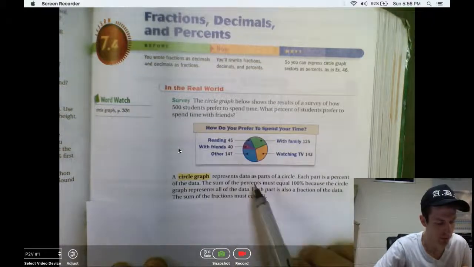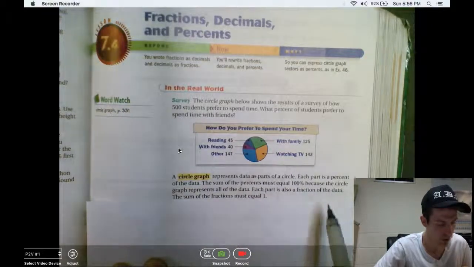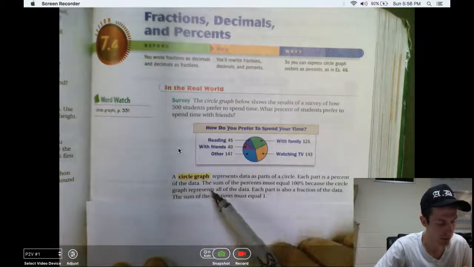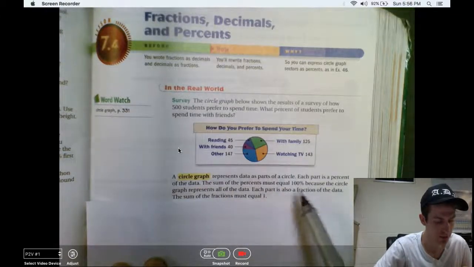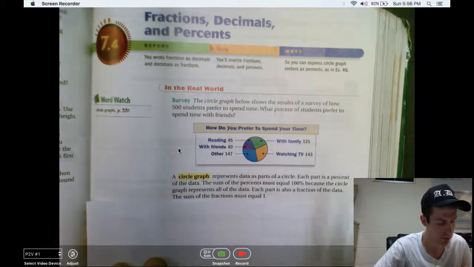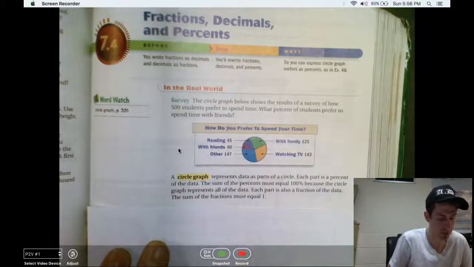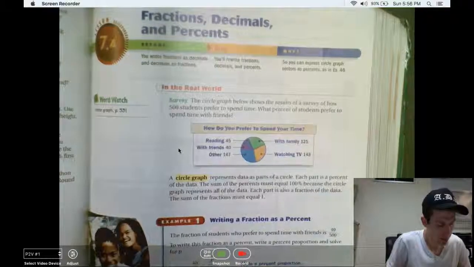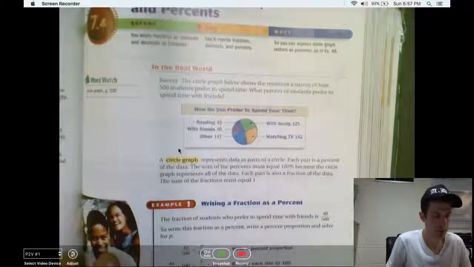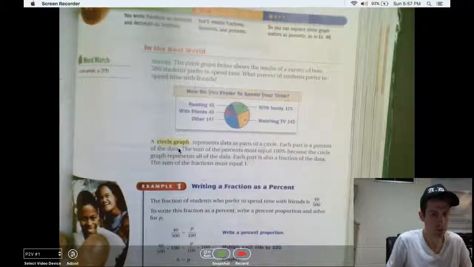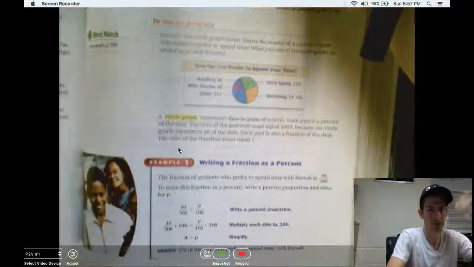A circle graph represents data as parts of a circle. All right, each part is a percent of the data. The sum of the percents must equal 100% because the circle graph represents all of the data. Okay, the sum of the fractions must equal 1. All right, so example 1 is going to ask us about this. Let me scoot that up. Oh, I might need to scoot this out. All right.